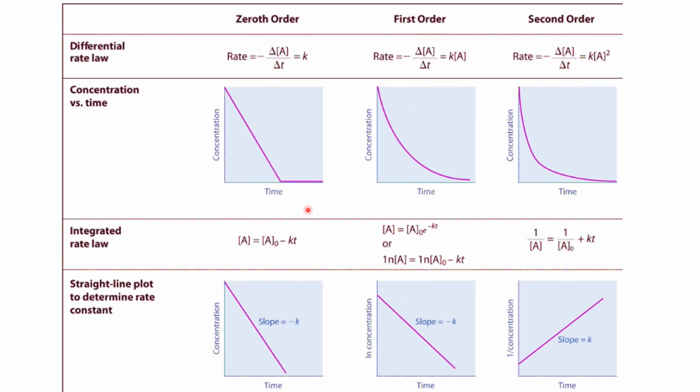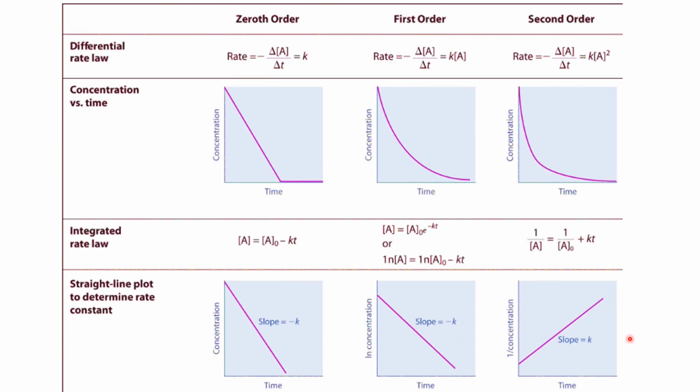Now, when we are plotting the curve between concentration and time, that is A versus time, this slope will actually give you the minus k, that is minus of the rate constant. And if the curve is between ln of concentration versus time, it will again be a straight line, and the slope will be minus k.